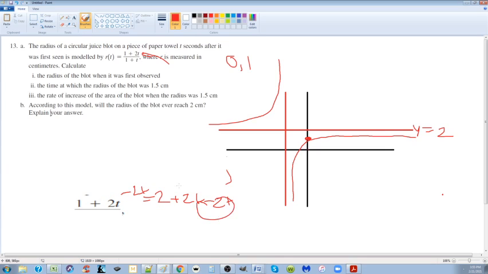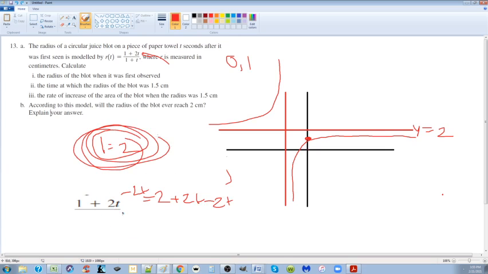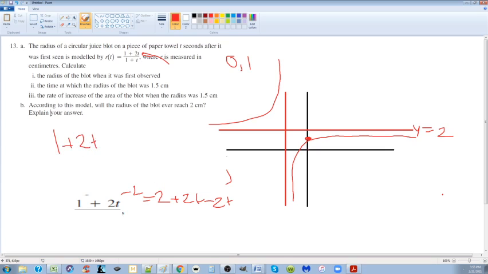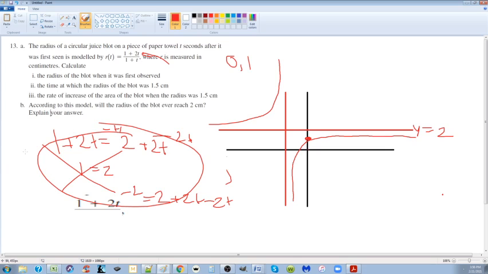When these t's get eliminated, we're left with 1 is equal to 2. There, that's a better idea to show you. There's no possible t where 1 can equal 2. To show that to you again, 1 plus 2t is equal to 2 plus 2t. When I subtract 2t from both sides, I'm left with 1 is equal to 2. Not possible, right? So algebraically this shows it, and graph-wise this shows it. It can never reach 2.